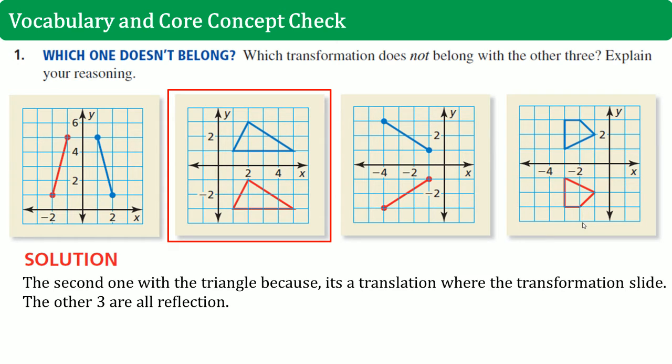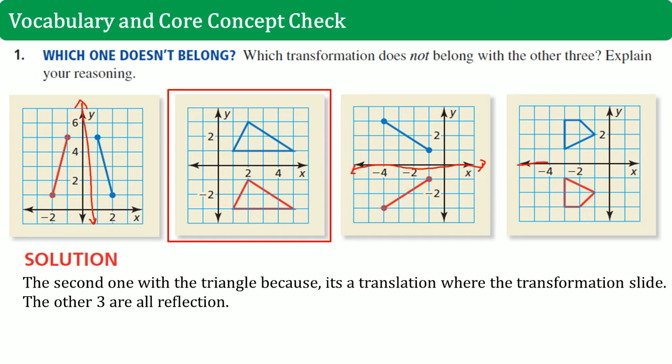is the triangle that does not belong, because it has a translation that slides it. The rest are reflections. Let me show you. This one reflects right here. Here's the line of reflection. Here, the line of reflection is right here. I tried to draw it the best I can.